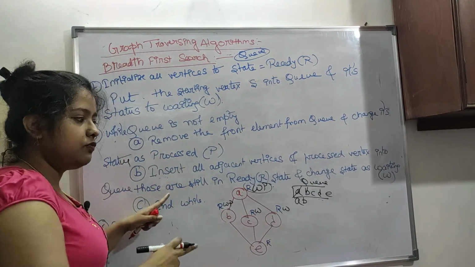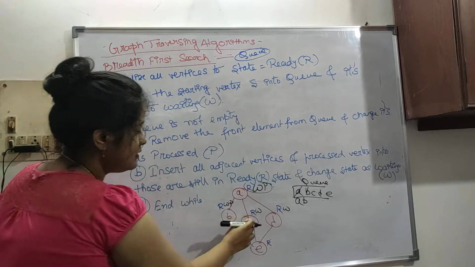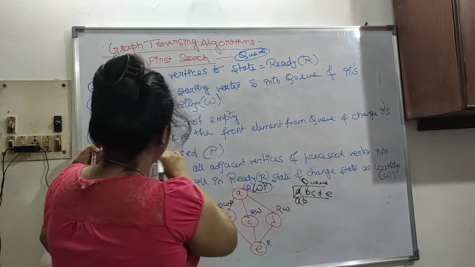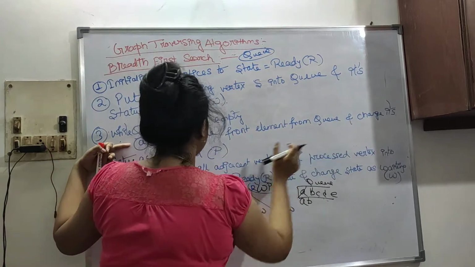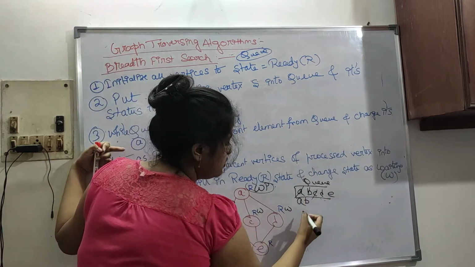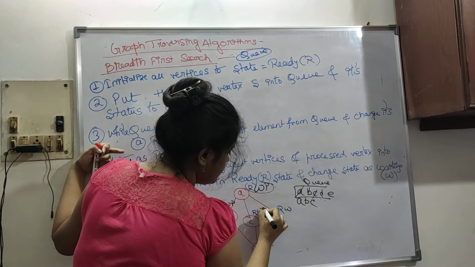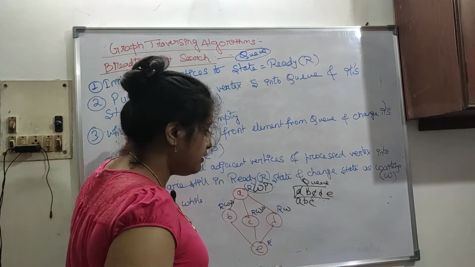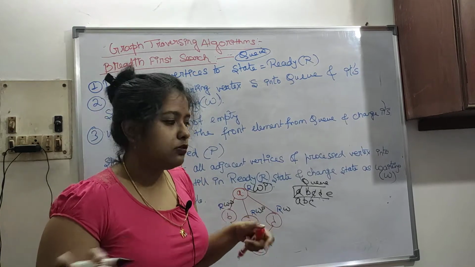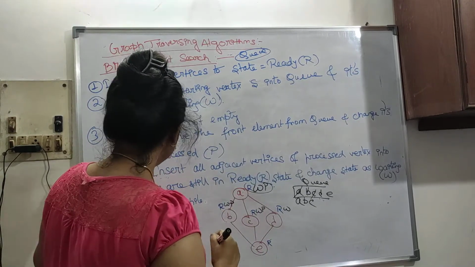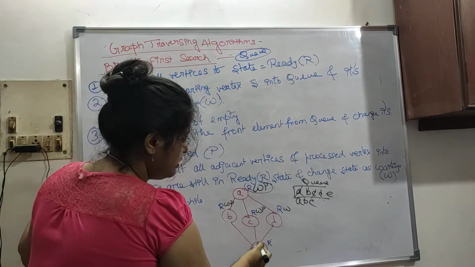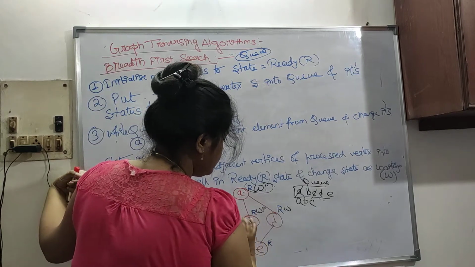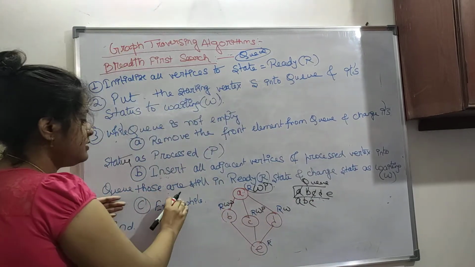Now our while loop repeats for C in the same way. Remove the front element from the queue and change its status to processed. So front element is deleted, you know front is this, rear is this. We have done queues, please check the queue videos before jumping in here. Now insert all the adjacent nodes. C has adjacent nodes only A and E, which are already handled, so nothing to do, just come out of this while loop.